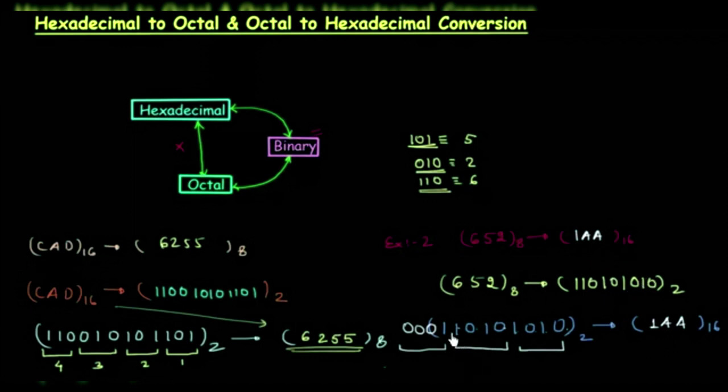This is the answer. Now we will move to homework problem. I have 2 homework problems for you. In first homework problem, you have to convert the hexadecimal number to octal, and in second homework problem you have to convert the octal number 707 to hexadecimal.